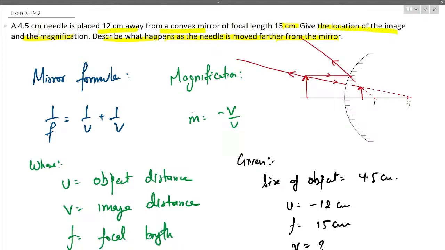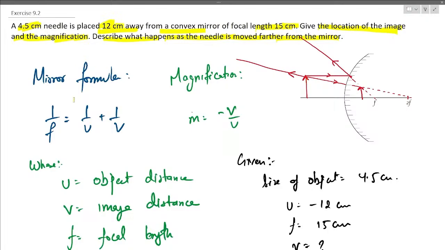So here the height of the object is given, that is 4.5 centimeter, and the position away from the mirror is also given, that is 12 centimeter, and the focal length of the mirror is also given. So we have to find out the location of the image, that is the value of v, and the value of m, that is magnification.